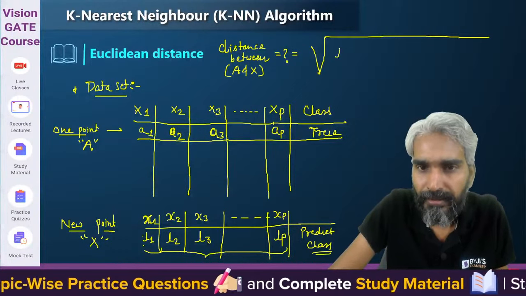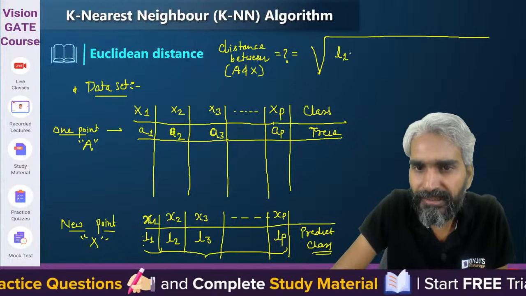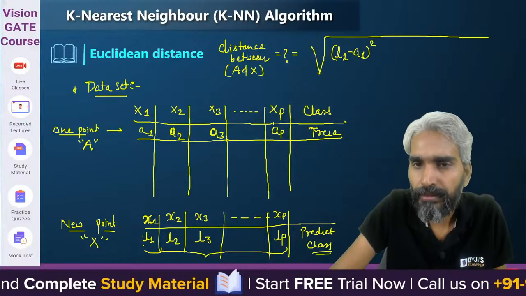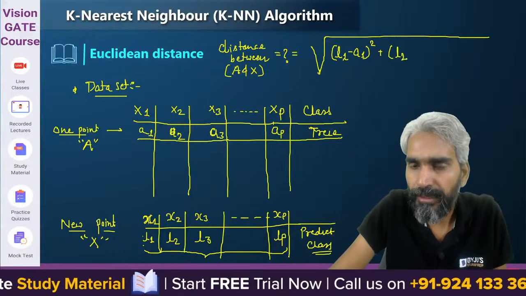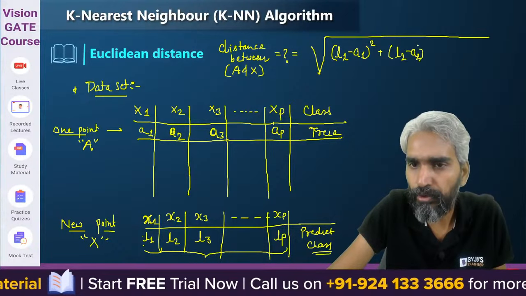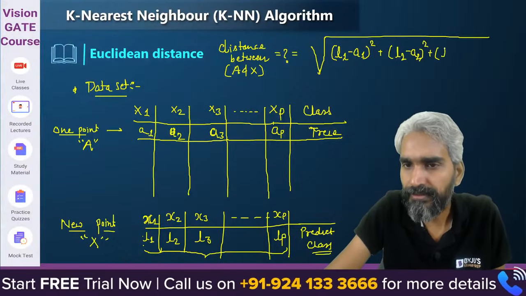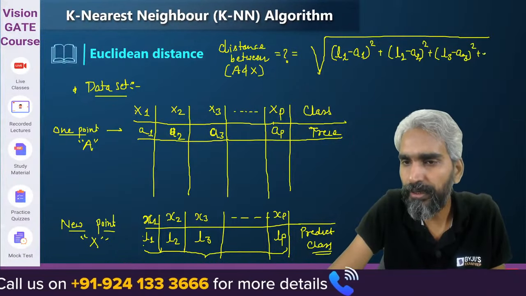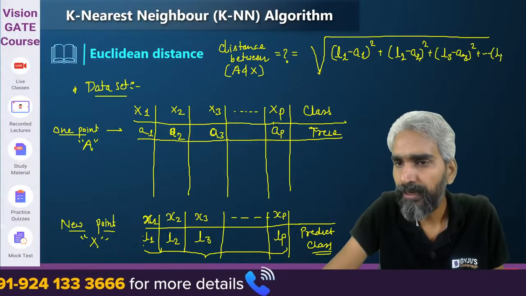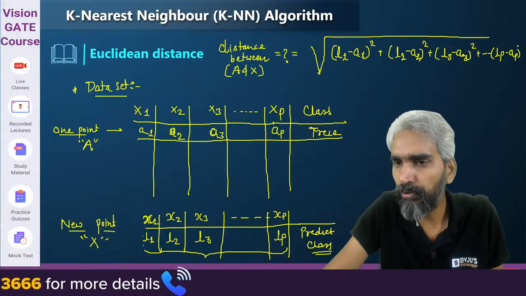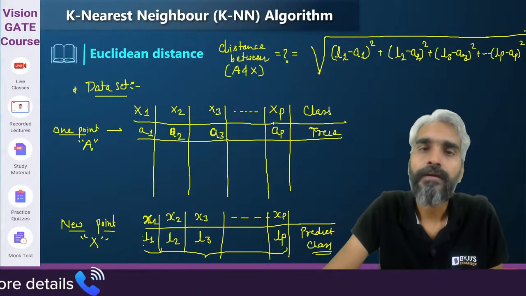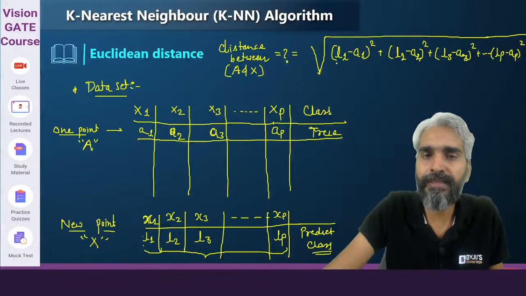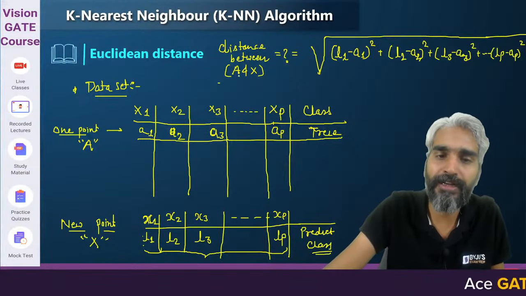But what is the value in the x1 direction? L1 minus A1 whole square plus L2 minus A2 whole square plus L3 minus A3 whole square, and so on up to LP minus AP whole square. Clear? I hope you understand that this will be the formula for the distance between these 2 points A and X.